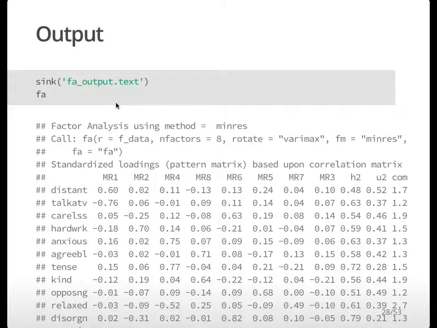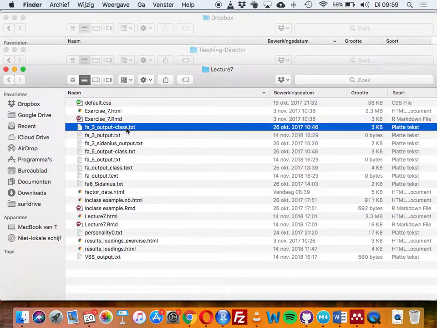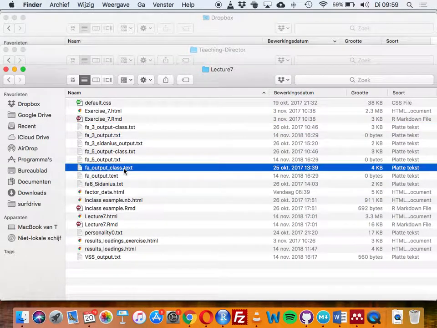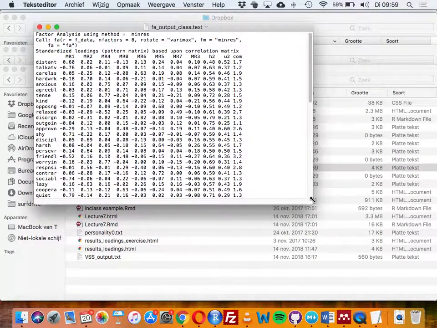Okay, prepare yourself for a massive amount of output. So what I've done again is I've made a sink. So I'm going to put everything in a text file, and then we're going to look at that text file. That should hopefully be it.